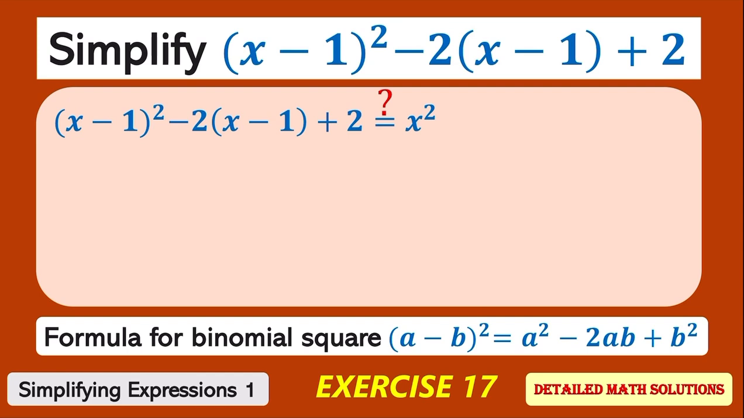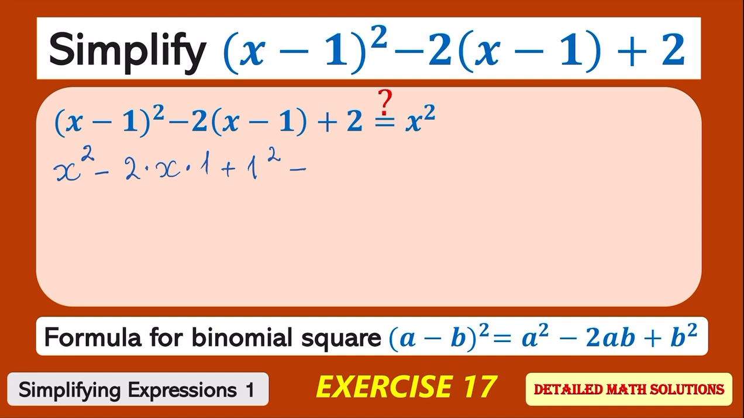To simplify the first expression, I'm going to use the formula for binomial square, (a minus b) squared equals a squared minus 2ab plus b squared. The first binomial square, (x minus 1) squared, can be expanded by using the formula, where the variable x corresponds to the a in the formula and the number 1 corresponds to the b. When I apply the formula, this equals x squared minus 2 times x times 1 plus 1 squared.